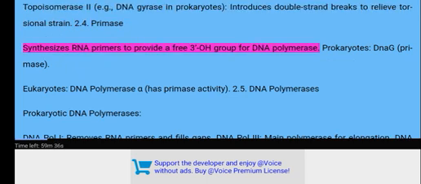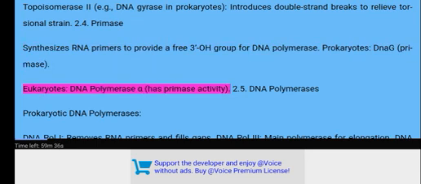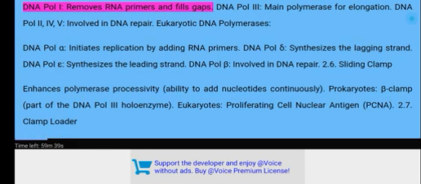2.4 Primase synthesizes RNA primers to provide a free 3'-OH group for DNA polymerase. Prokaryotes: DnaG primase. Eukaryotes: DNA polymerase alpha has primase activity. 2.5 DNA polymerases. Prokaryotic DNA polymerases: DNA pol I removes RNA primers and fills gaps. DNA pol III is the main polymerase for elongation. DNA pol II and IV are involved in DNA repair.